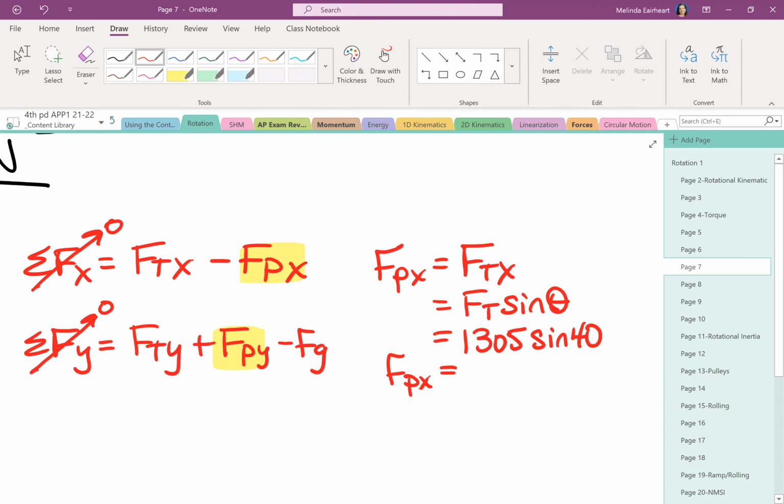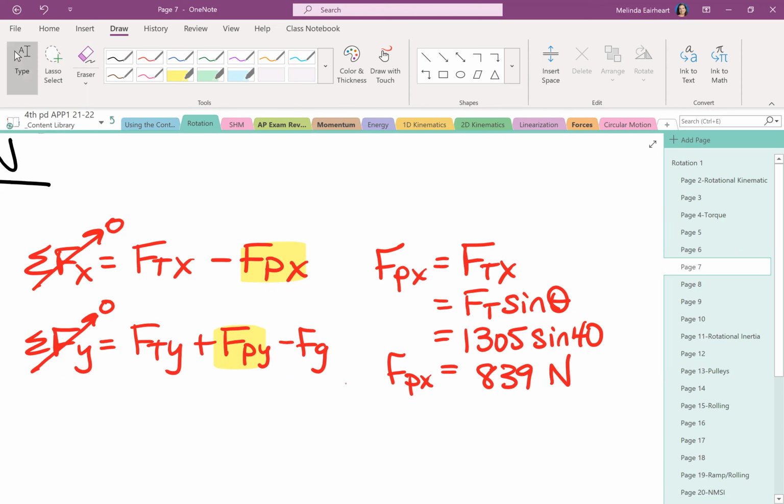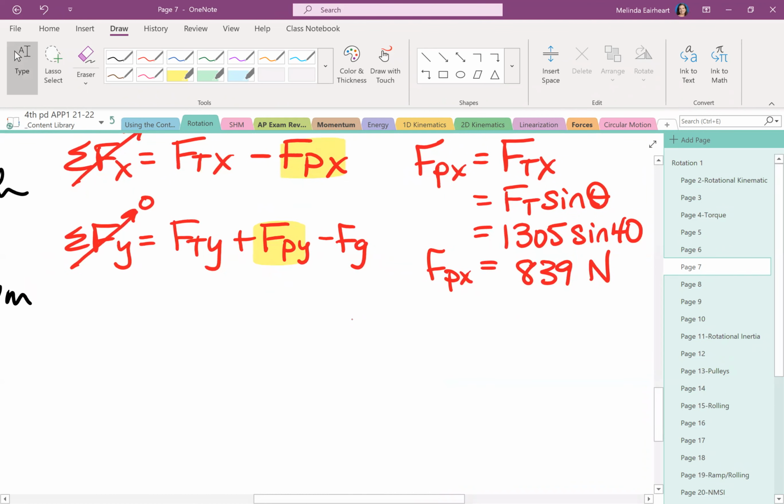Or maybe I'm thinking of the y. The y is a pretty number. Tell me what the horizontal is. Yeah, that one's not as nice, but we'll take it. So 839 newtons is the horizontal component of your pivot. Now let's pause, do the vertical.